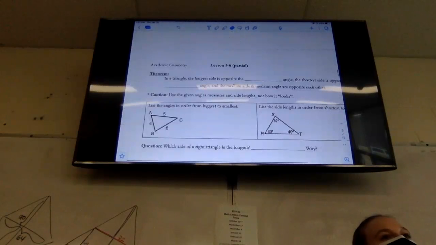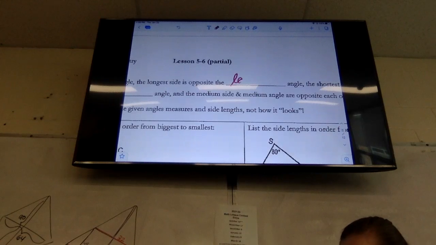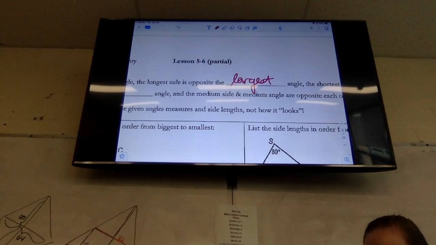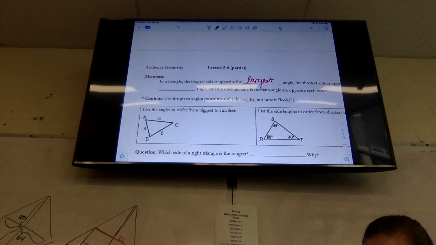In a triangle, this theorem says the longest side is across from the largest angle. The shortest side is opposite the smallest angle.